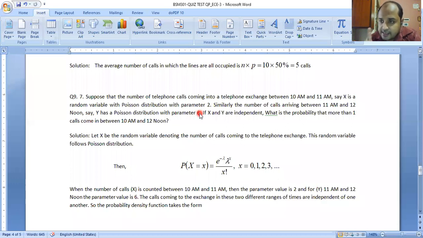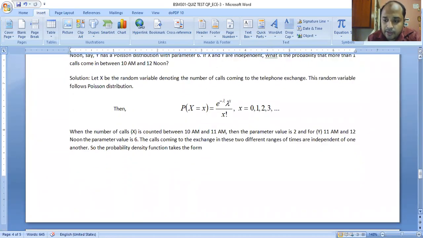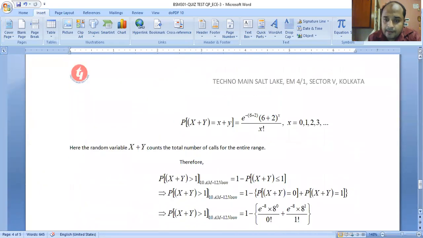What will happen to the parameters? In this case, there is a result which says that if the random variables are independent, then the parameters will also get added. So the answer to the given problem will be: probability of capital X plus Y taking the value small x plus y, with parameter 8, 6 plus 2, whose formula is the formula of Poisson variate, which is e to the power minus 8 into 8 to the power x by x factorial. X will take values 0, 1, 2, 3.